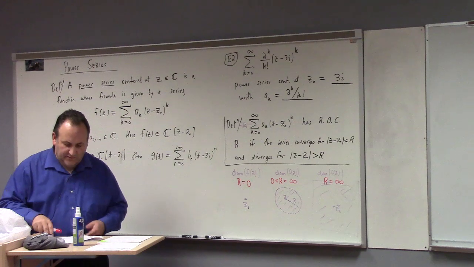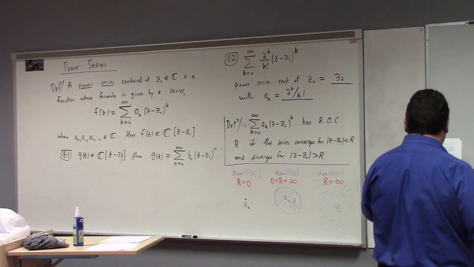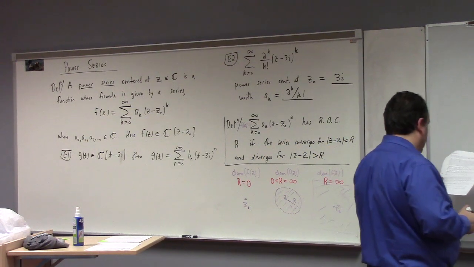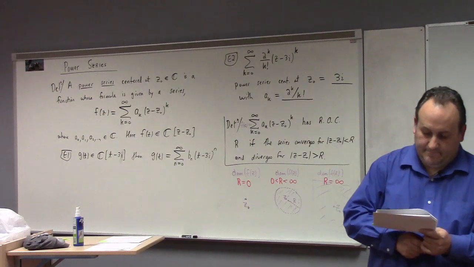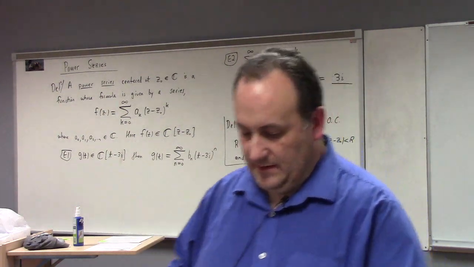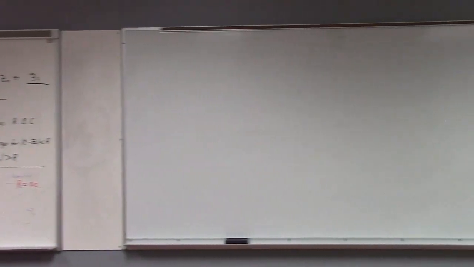Now, the theorem next up here is that, let me just say it and not write it. If you have a power series centered at z naught, then the power series converges normally on its open disk of convergence. It converges normally on its open disk of convergence. And it does not converge if you're beyond the disk of convergence. So what does converge normally mean?